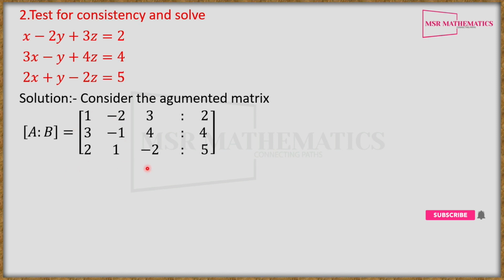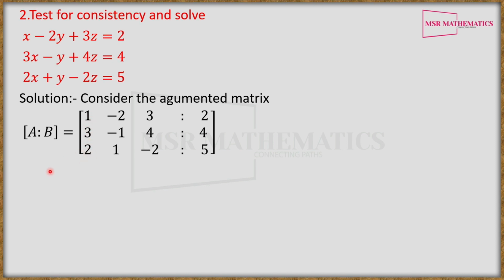Next we have to reduce this augmented matrix to an echelon form to obtain the rank of matrix A and the rank of matrix A:B. For that, to obtain an echelon form, the first step is that the leading entry in each row must be unity. Here in the first row the leading entry is 1 obviously. So the next condition is that below this leading entry we have to make all the values 0.